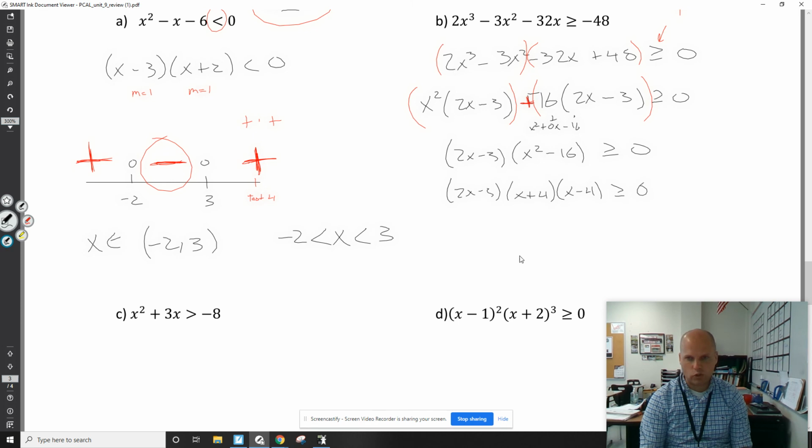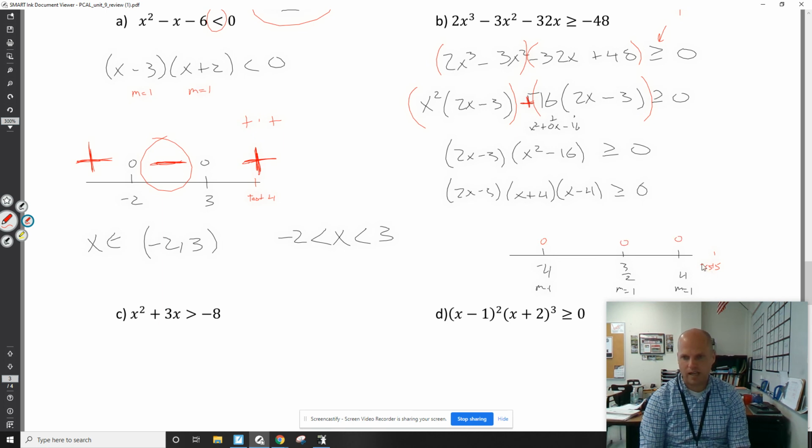Giving me my zeros, my possible sign change locations: -4, 4, and then 3/2, setting this equal to 0, which is 1 1/2. All of these multiplicities are 1, maybe listed off here. That way you know your signs are going to change. Don't worry about sketching. If you just test one point and then use your multiplicities, you can then fill out the rest of your signs.